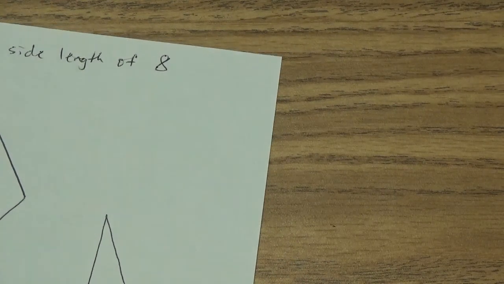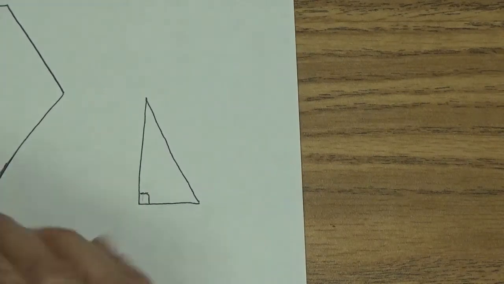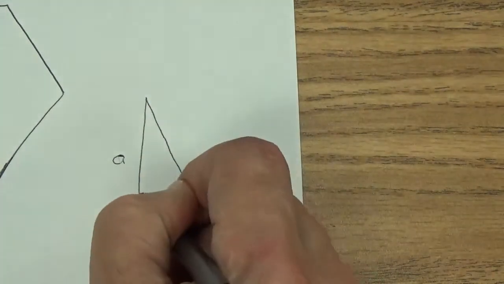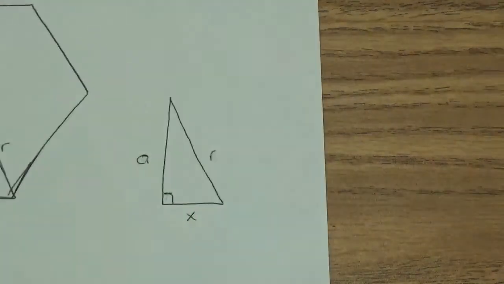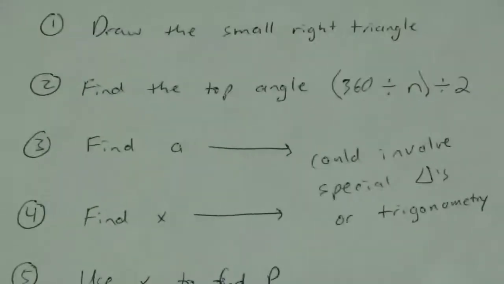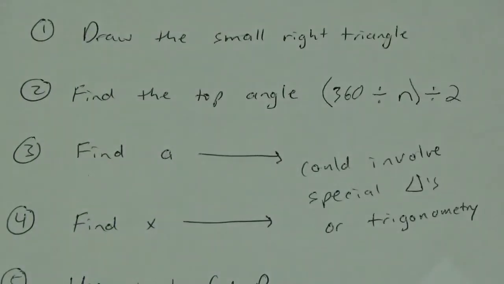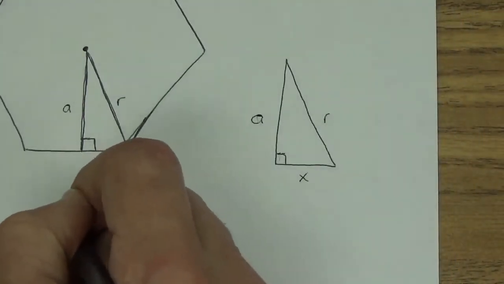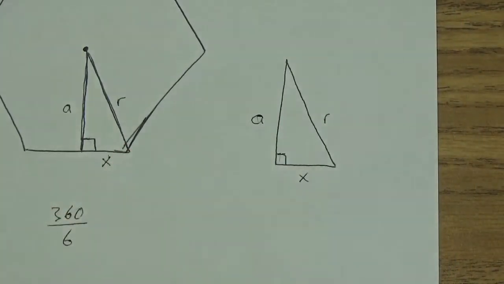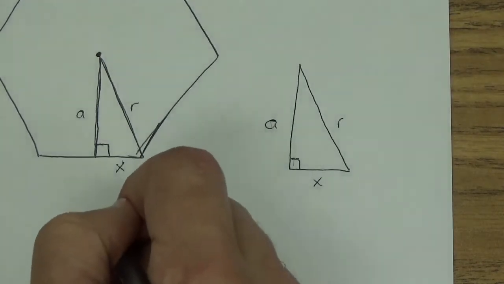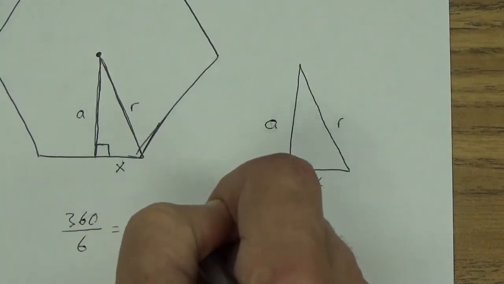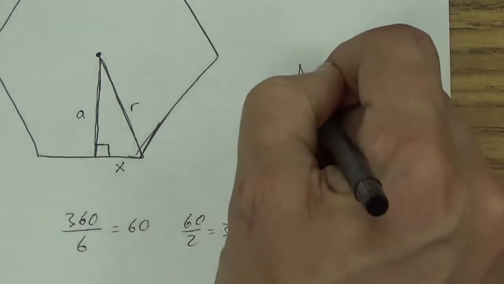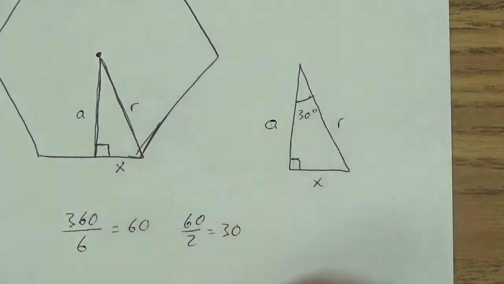And to be honest, in the long run, you'll see this in the last example, I don't even draw the shape. So that's A, that's X, that's R. Okay, next we find the top angle. Remember 360 divided by n and then divided by 2. So 360 divided by 6, my number of sides on my hexagon, is 60. And then 60 divided by 2 gives me 30. So this angle up here is 30 degrees.